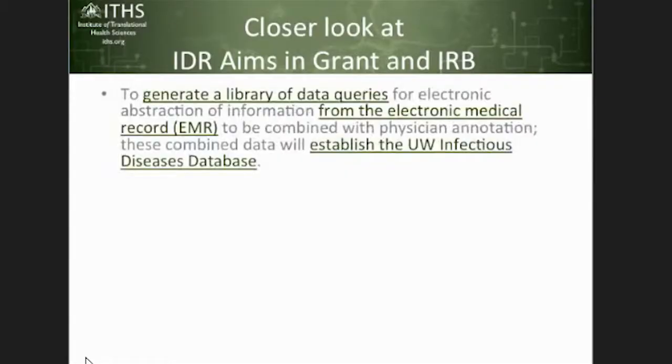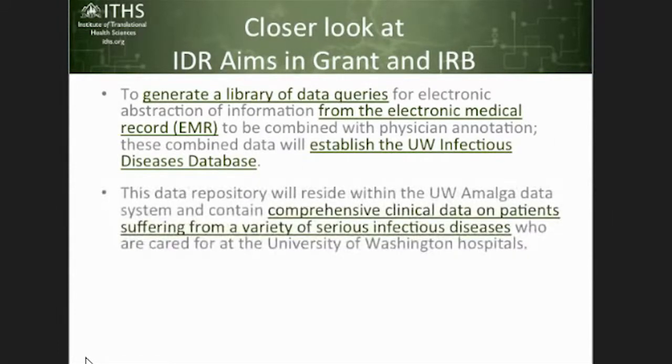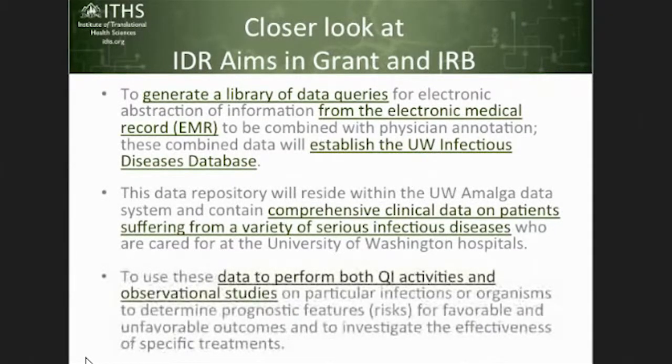I want to take a closer look at what the aims of IDR were so that you have an idea of what needs to happen. So the grant aims and IRB aims are to generate a library of data queries from the EMR and establish the UW infectious disease database, which now we're calling a repository because that's where the data and queries are stored. The second was to have comprehensive clinical data on patients suffering from a variety of serious infectious diseases, focus on infectious disease, and use these data to perform QI and observational research. So these were the IDR aims.